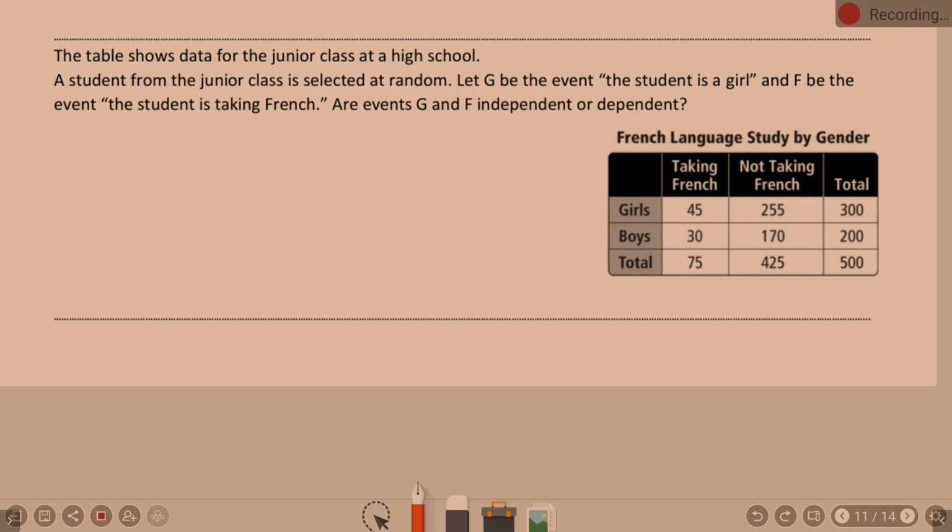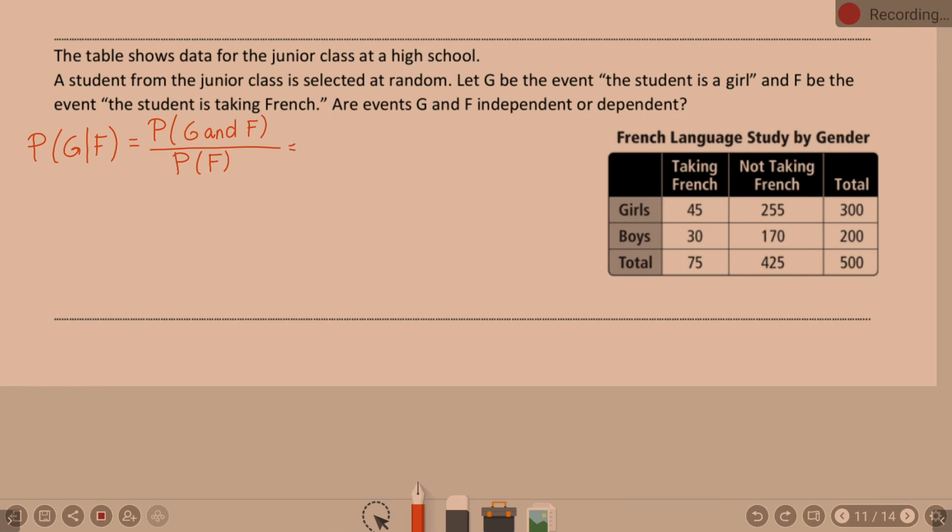Okay. Short of just looking at this and explaining, what's our official test? Yeah, let's test our probabilities here. So probability, if we start with G given F, probability the student is a girl, given that they are taking French. So on top, you know what goes on top? Probability of both, right? A girl and taking French, divided by the probability of what? The condition, the French.